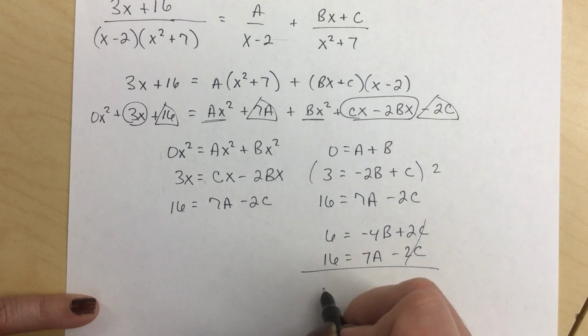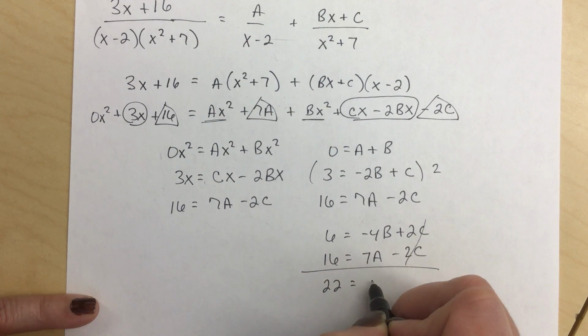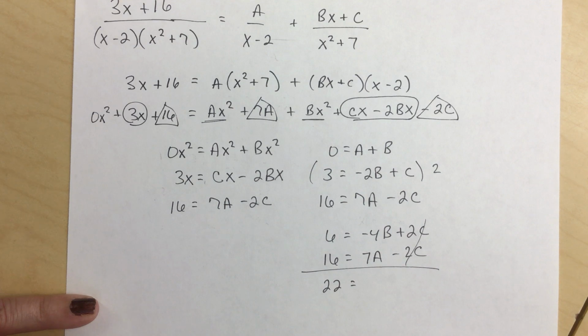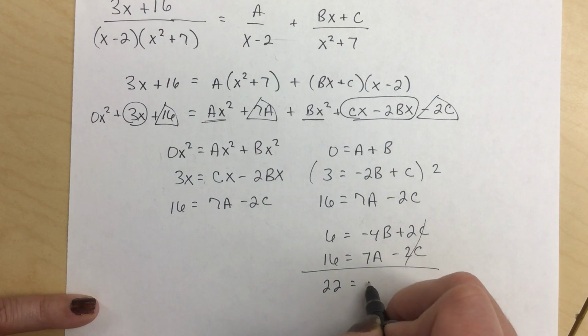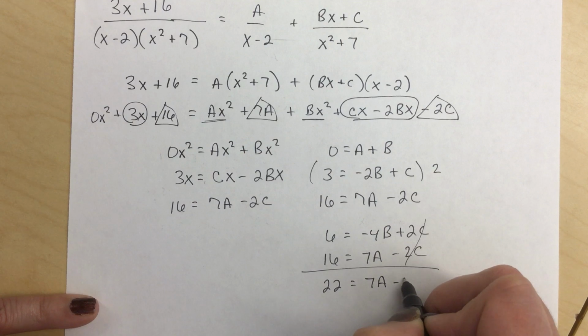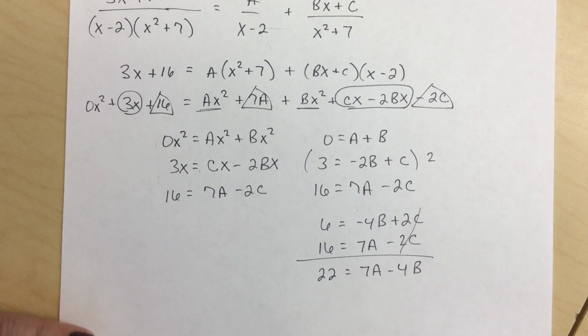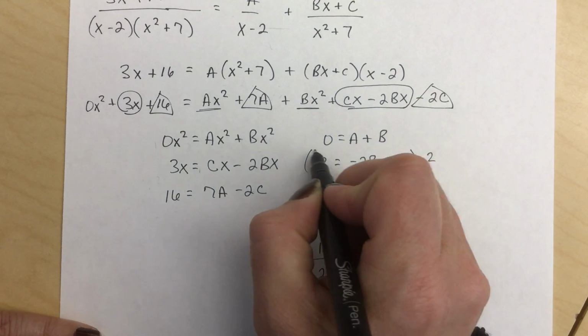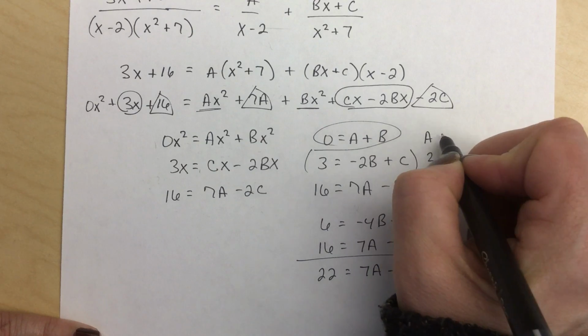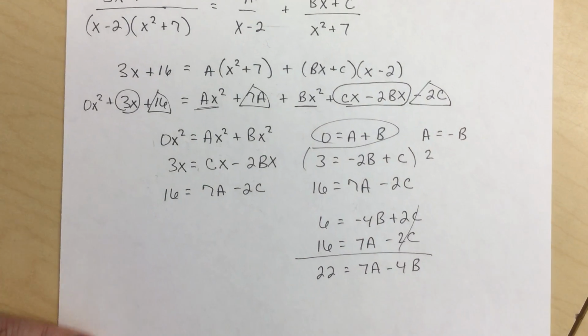That cancels, and so I have 22. Oh, crud. I have a's and b's. Okay, but that's all right. So that's going to give me 7a minus 4b. Now, why is that okay? What am I going to use next? The 0 equals a plus b. Exactly. I'm going to use the fact that because of this, a equals negative b.